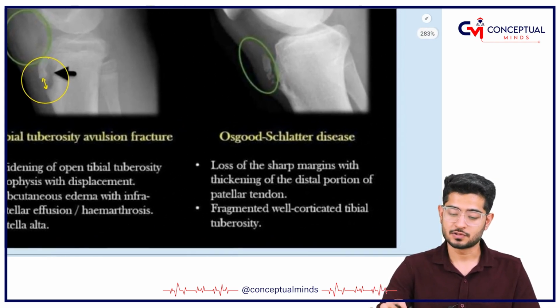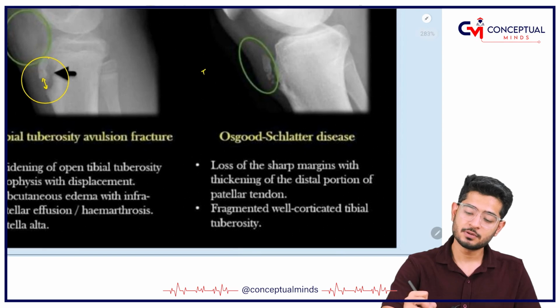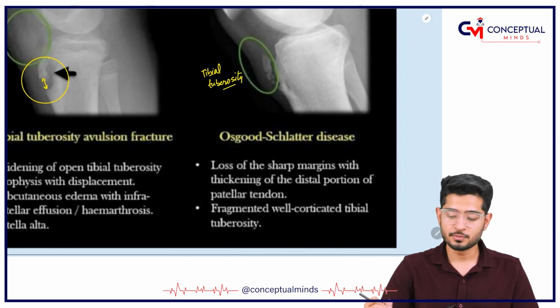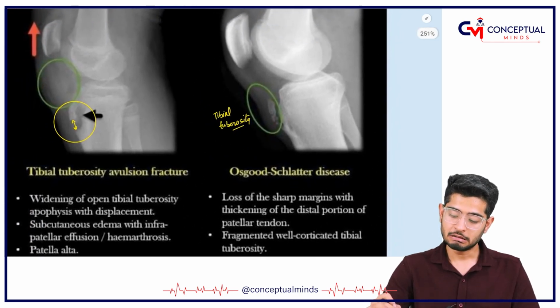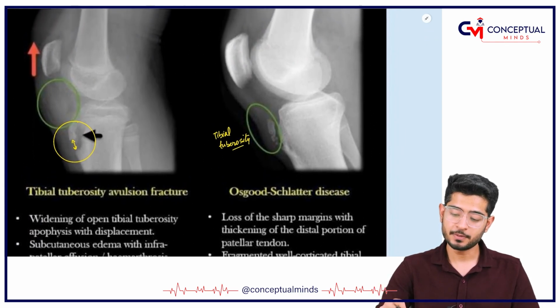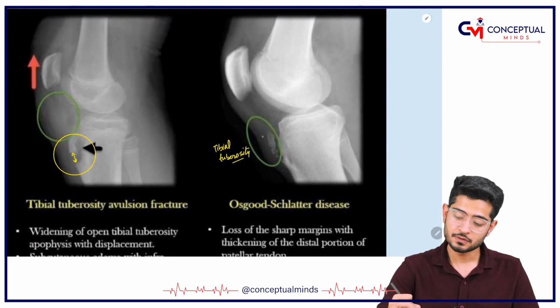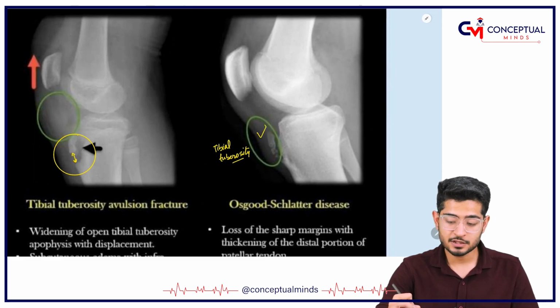But if you carefully see at this, there is a loss of the sharp margins. Now this tibial tuberosity is no longer sharp. Okay, tibial tuberosity is no longer a sharp tuberosity. And if you see on the patella also, you will be having a thickening of the distal portion of the patellar tendon. Okay, so this patellar tendon is also thickened enough that it is visible.